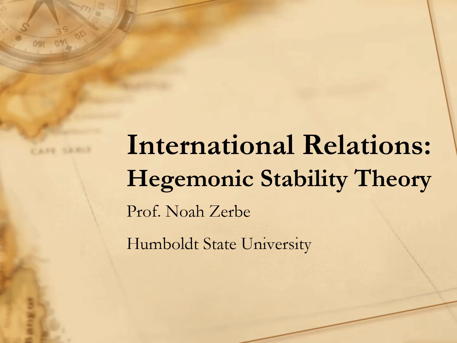Welcome back. In our last video, we looked at the concept of polarity in international relations. In this video, we're going to look at the concept of hegemonic stability theory, which deals with the international system under conditions of unipolarity. Remember that a unipolar system is an international system in which there is one dominant actor, and we'll often refer to that actor as a hegemon.